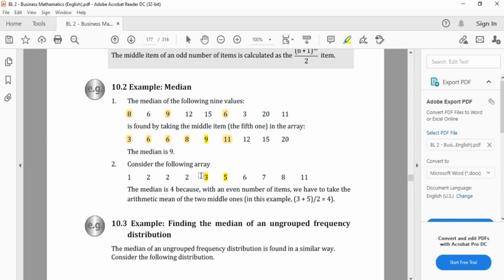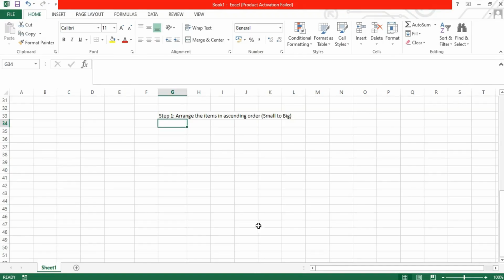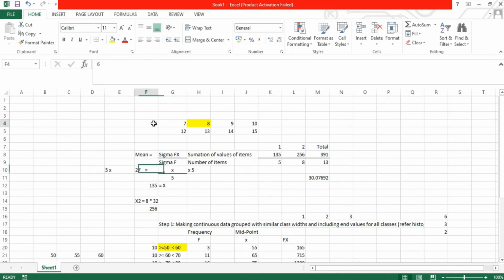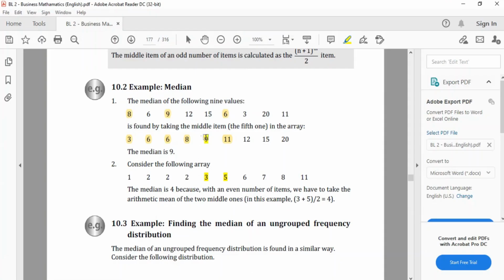Once you arrange it in ascending order, just find the middle value by the way we did previously, where we took two numbers this way, two numbers this way, in a ruler format, right? Same thing, use the ruler format. So yeah, in that case the median will be 9.